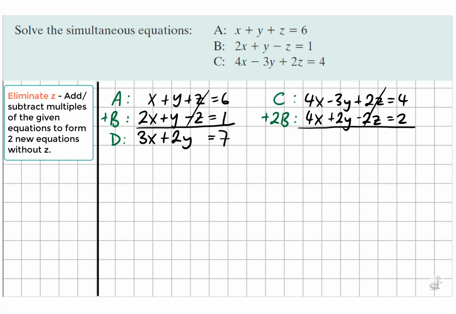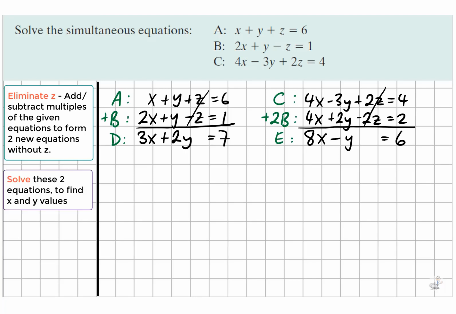So we get 8x minus y is equal to 6. We'll call this equation E. So now we have two equations, but they're only in x and y. So this is like a junior cycle question.